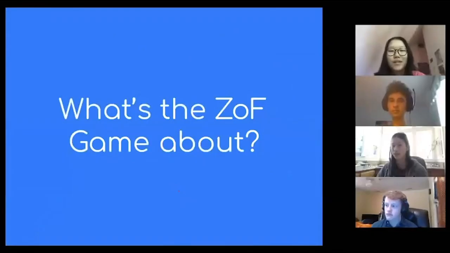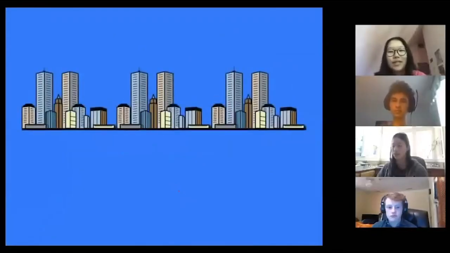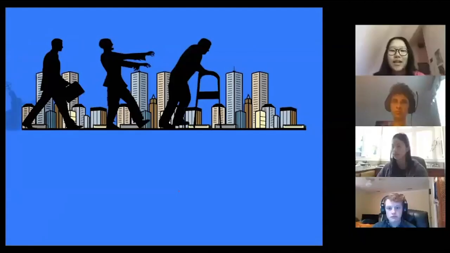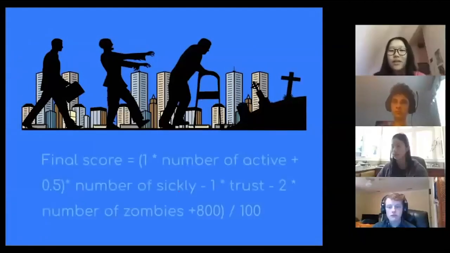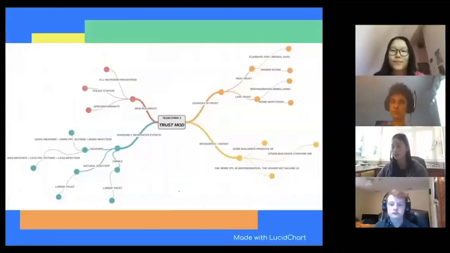Here's a quick rundown of how the zombie or flu game works. The user places protective buildings, which shape how the active people, zombies, zombie-bitten, sickly, dead, and dead-ashen act. The user executes various actions to minimize the death or infection of people and maximize the final score. So our trust mod is meant to maximize realism in the modeling of disease propagation.